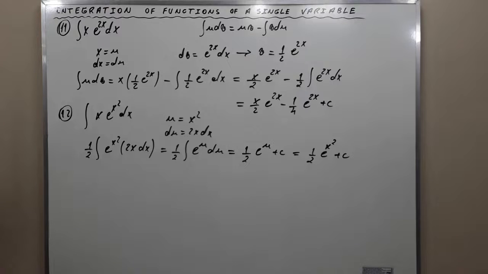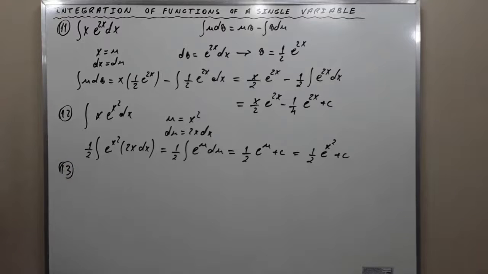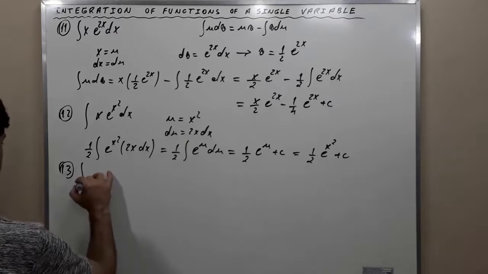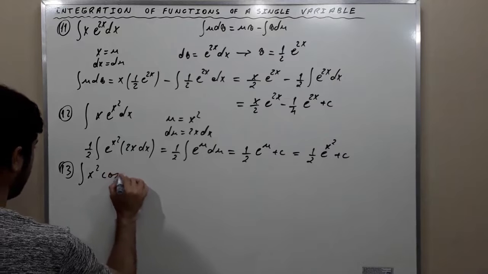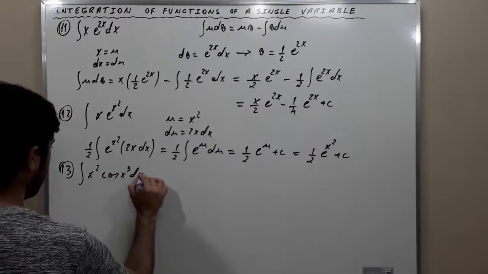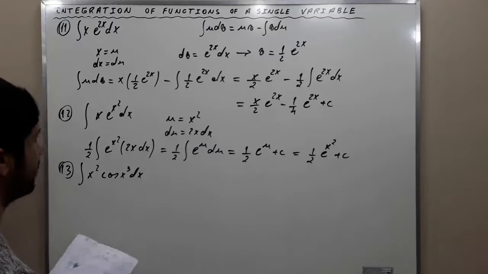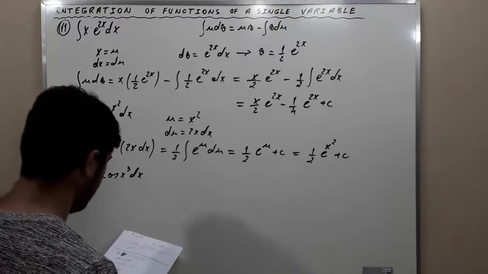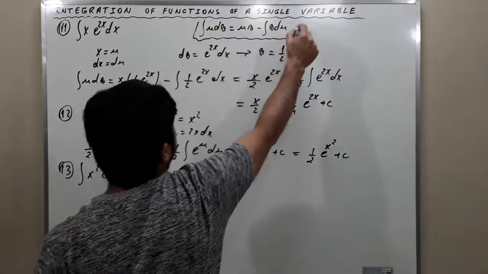Let's go to exercise 13. We are almost finishing. I selected 15 questions. It is going to be the integral of x squared times the cosine of x cubed dx. We are going to use this technique here, again.